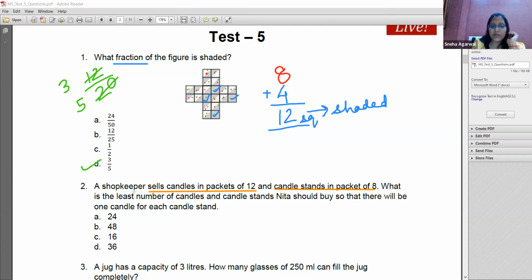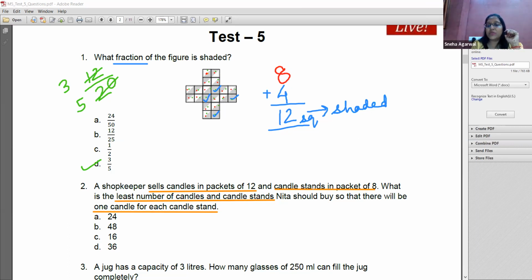That means what they're asking you is, what is the least number of candles so that there is one candle for each candle stand? Okay, so you have to just look at this. If you are purchasing, suppose, one packet of candles, you are having 12 candles, right? Yes. Okay, so Jharna and Ayan, you guys know the answers. You can put it in the chat box. When you are purchasing one packet of candles, you are getting 12. When you are purchasing one packet of stands, you're getting 8.